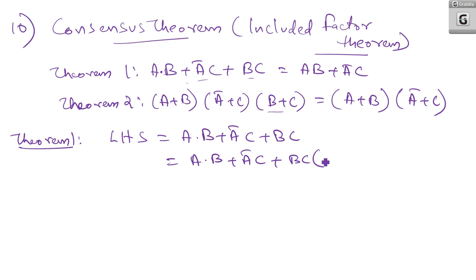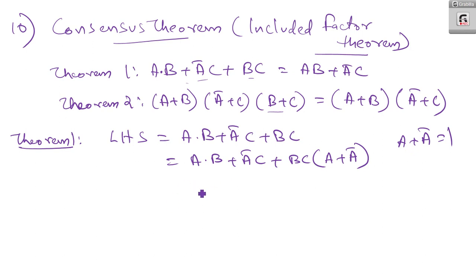So what I can add is A or A bar. What is A or A bar? A or A bar is 1. If you needed to add 0, you would use A dot A bar, but here I need to add 1. So BC dot 1 is BC, since A or A bar is always 1. That is BC and 1 is always only BC.